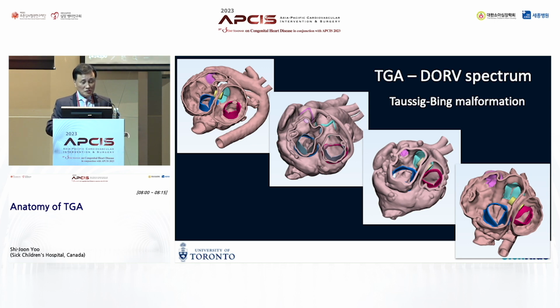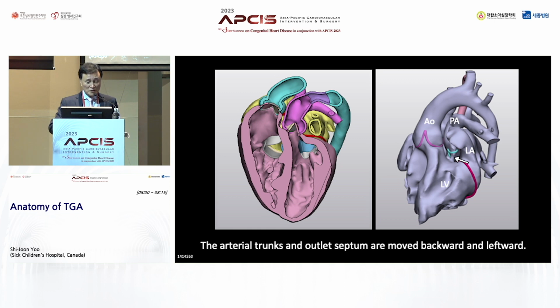Okay. So here it's a little bit different. Right atrium, right ventricle, left ventricle. You have the aorta here, and the VSD is here. Apparently the aortic valve is overriding the ventricular septal defect. Looking at this from the left anterior oblique view, you can see the right ventricle, left ventricle, and overriding aortic valve. Here you can see the subpulmonary outflow tract is severely narrowed, with a small pulmonary valve. What happened in this case, compared to TGA, is that the arterial trunks and outlet septum all together as a unit are moved backward and leftward.